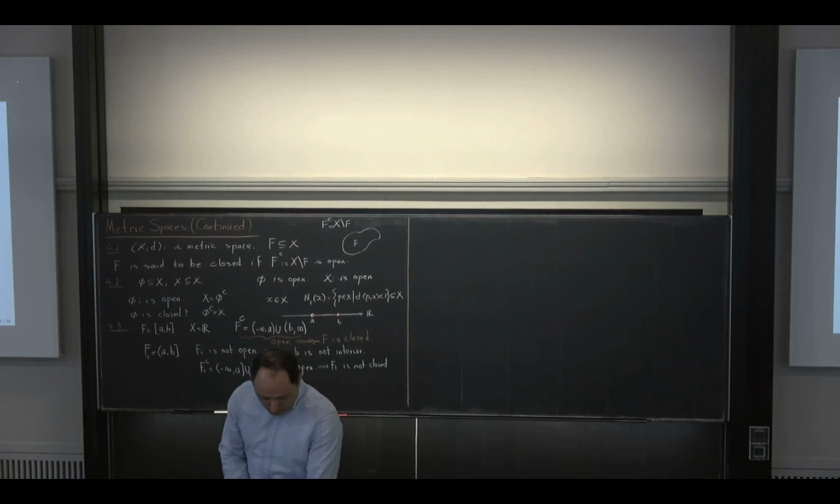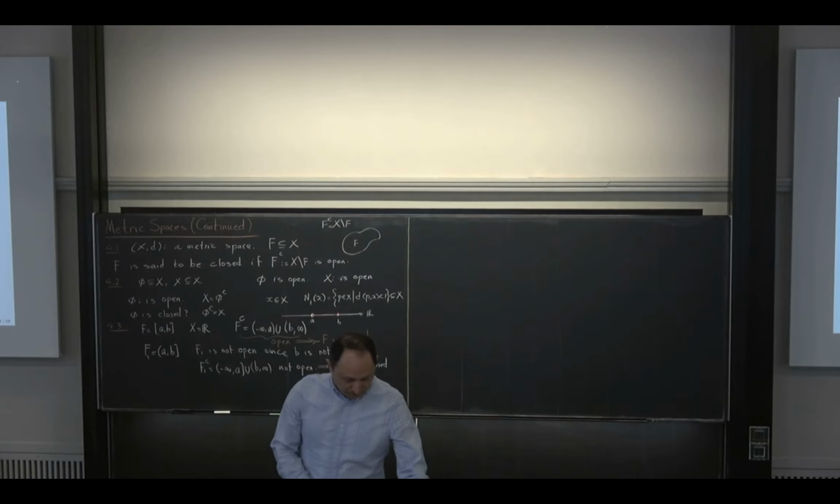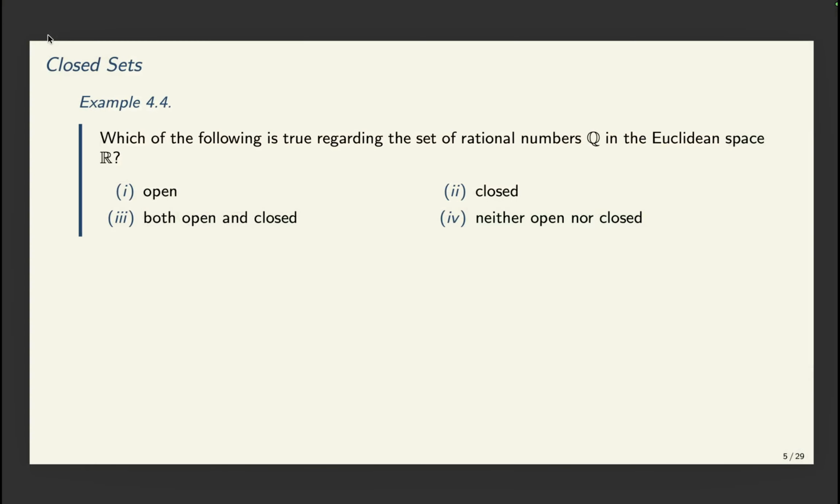Okay, so now let us go to the next one. Yeah, that's a good example. Actually, we did this one more or less yesterday. This is a multiple choice question, so one of them is correct. If you consider the Euclidean space R, the set of real numbers, what can we say about the set of rational numbers? Is it closed, open, both open and closed, neither open nor closed?